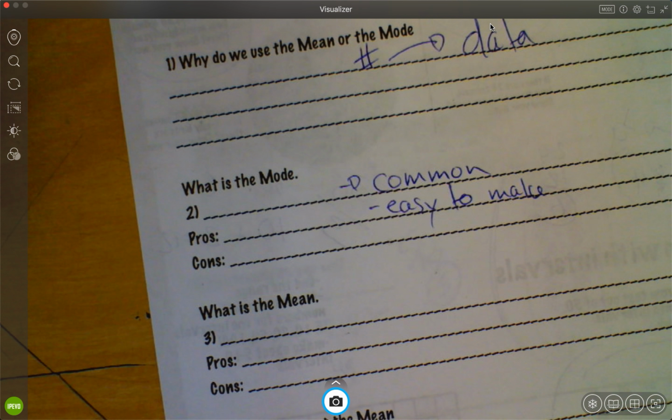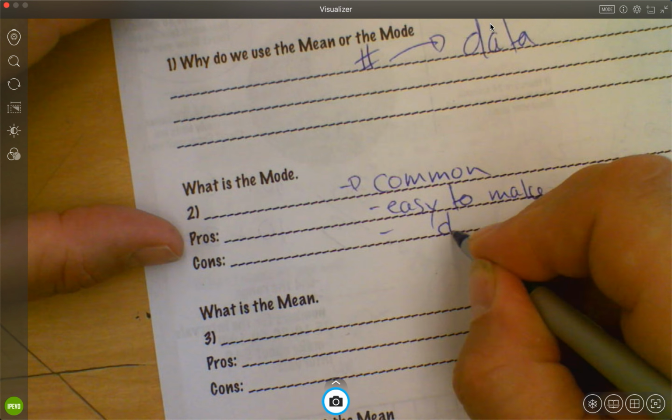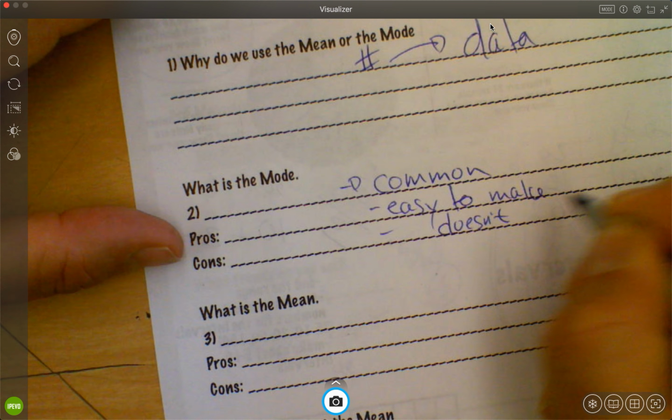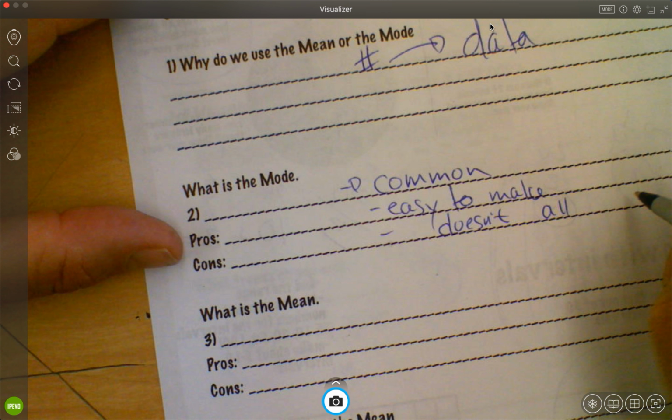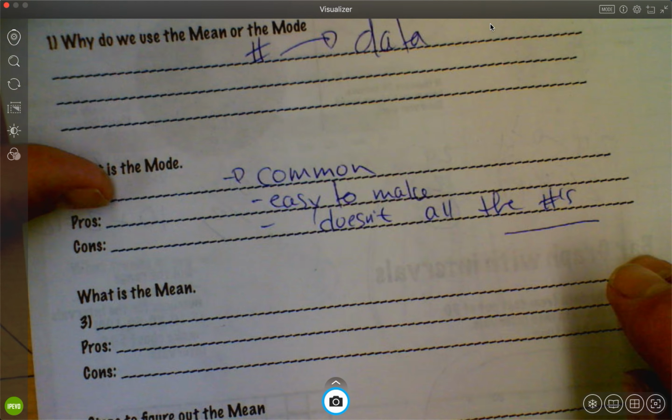It just takes into account a small portion of numbers. So it doesn't take into account all the numbers. For that reason, it's not always used very well.